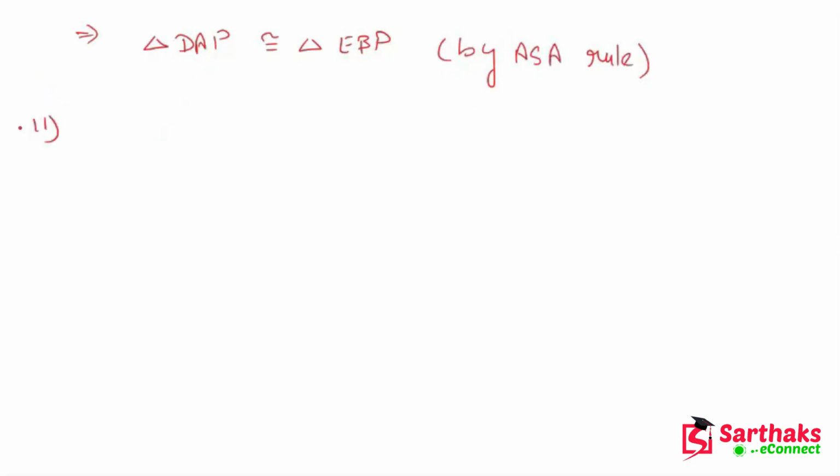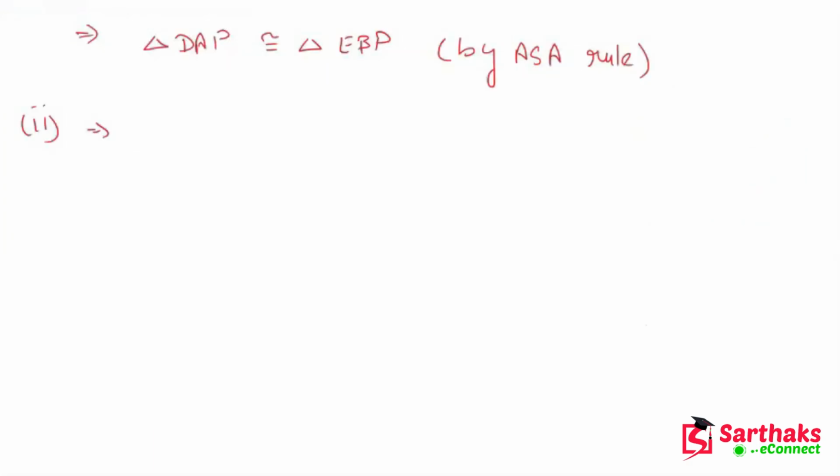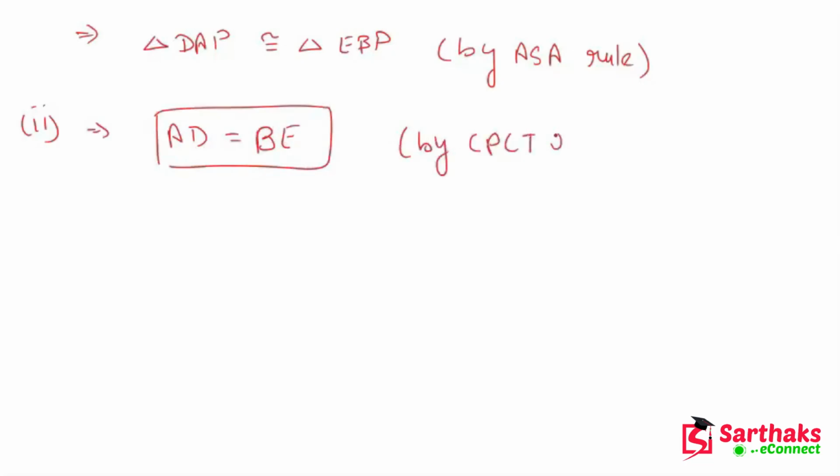Now the second part, we have to prove AD equals BE. This is already proved by CPCT. So we can say that AD equals BE by the CPCT rule. I hope you understand these things, my dear friends.